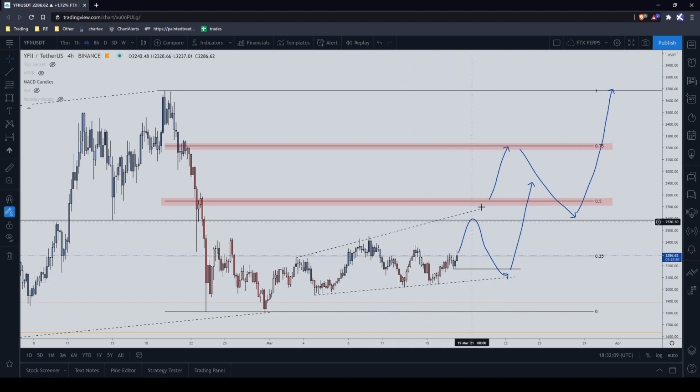Now, if we move up and we test this 0.5 level or the 2600 level and then come back down on the 4 hour and flip red, I'm okay with that. That gives us another buy on the way up. When the 4 hour flips back positive, that would be a long entry.